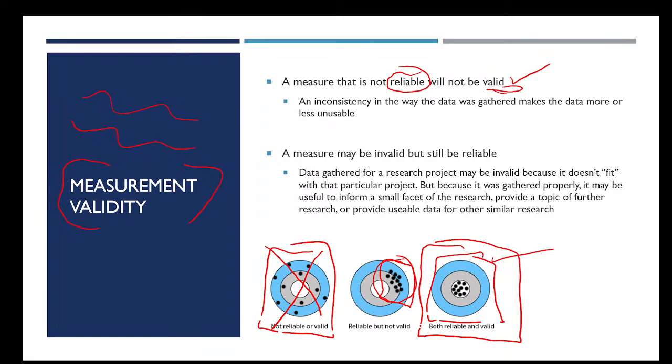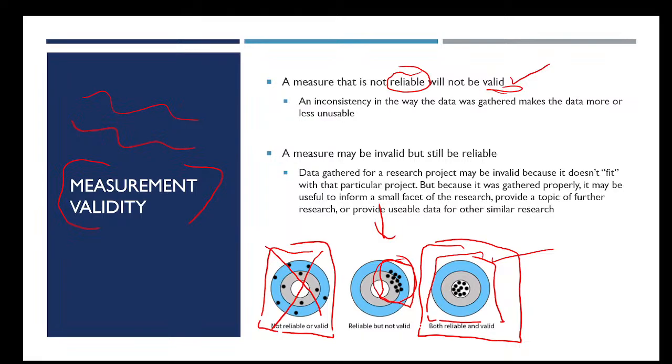Okay, so a measure can be reliable but not valid, right? So that's here, and that's a problem. A measure can be invalid but still reliable. I don't have that on the graph, right? But basically, if it was not valid, what would it look like? I'm trying to conceptualize what it would look like on my target.